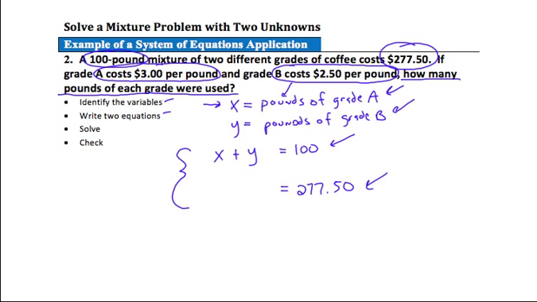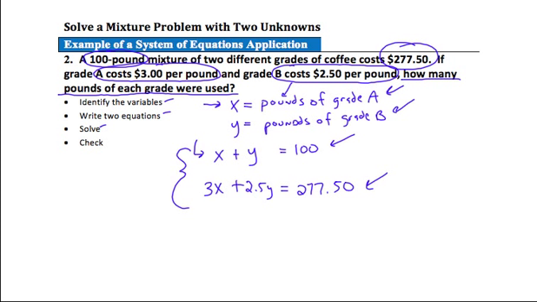If I take the pounds of grade A, which is X, and multiply it by $3, that tells me how much this amount of grade A coffee costs. So in my equation I write 3X. That says $3 times every pound of grade A coffee that I buy. Now I want to add the grade B coffee. It's $2.50 per pound, so I say 2.5 times Y, which tells me how much I'm going to get charged for the grade B coffee. When I add the two together, I get this total of $277.50. Okay, now I have my equation.